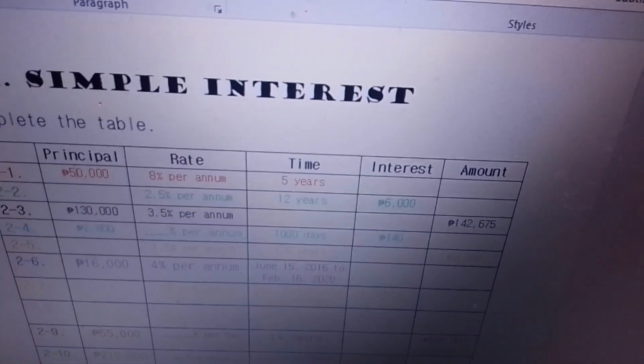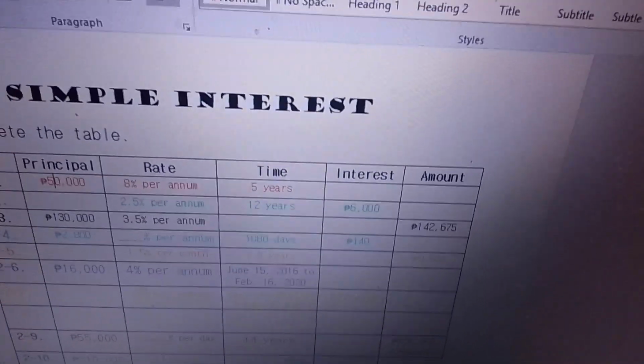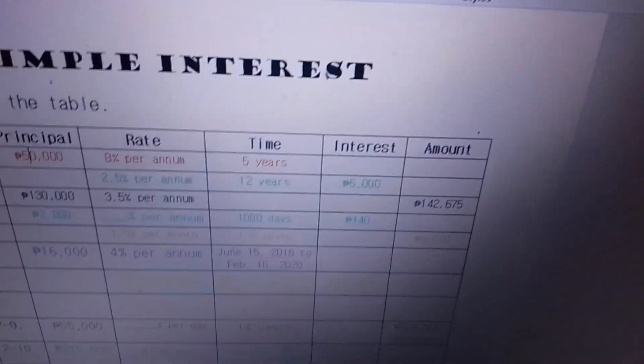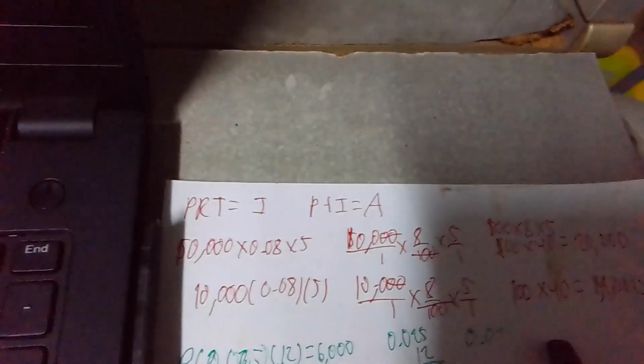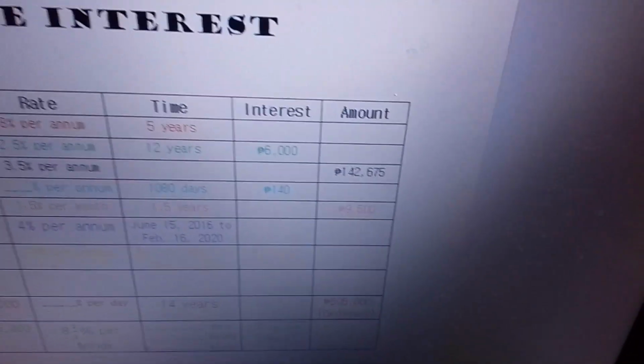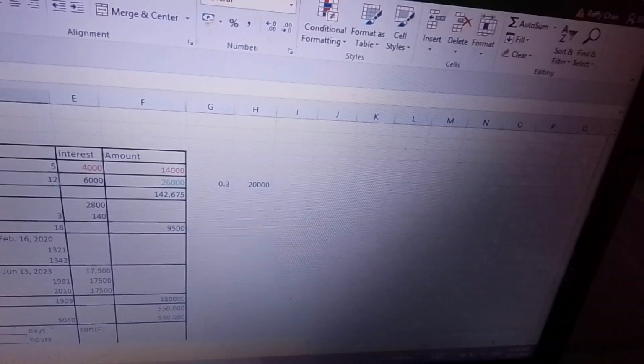But in number 3, we have no time. Do we have enough information? What is given? A, P, R. So, is there anything that we can do? We have A, we have P. So we can do P plus I equals A. Now we have to solve for the interest. That is very easy. If you're given the future amount, all you have to do is subtract.